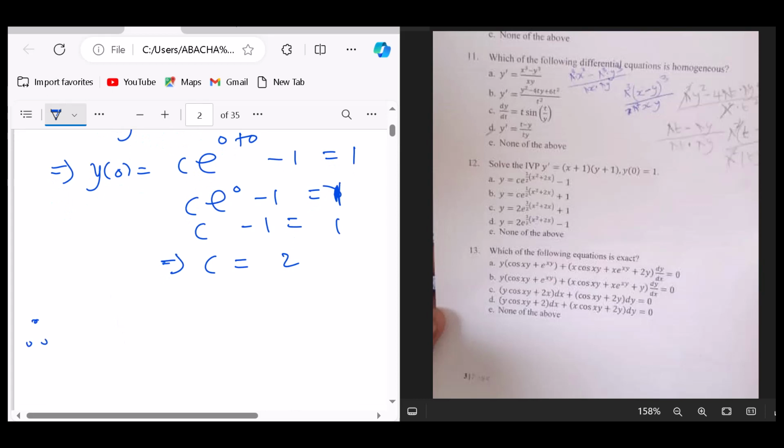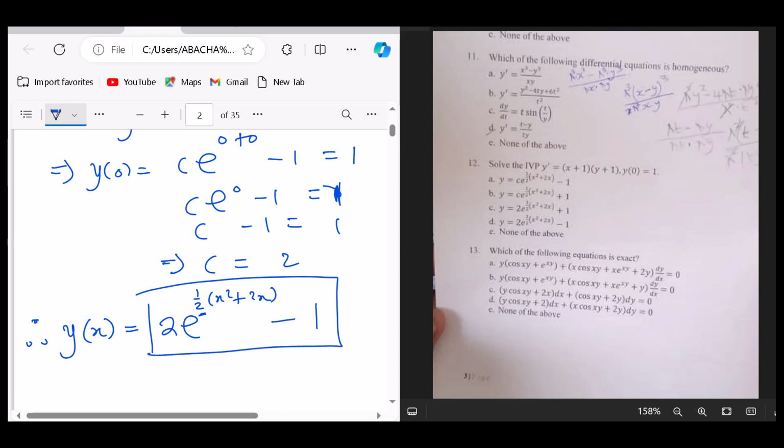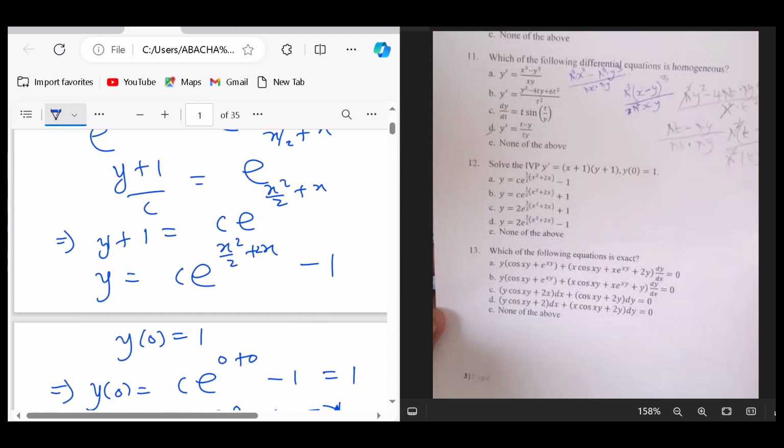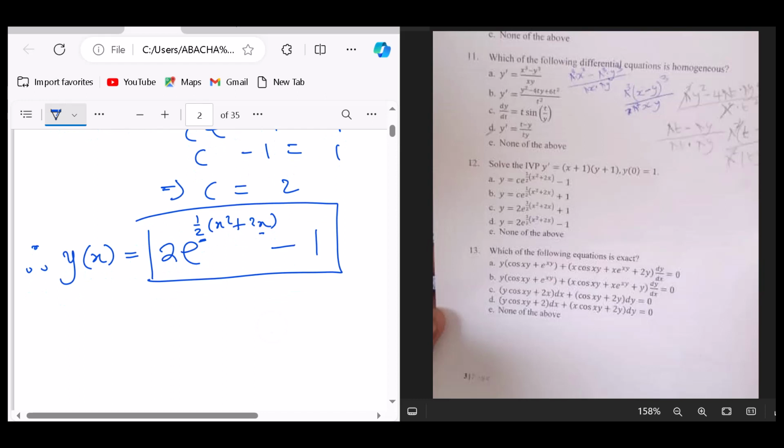So therefore we have our y of x equals 2e power half x squared plus 2x minus 1 as our solution. By factorizing half out, we multiply the x that was there in the solution by this place, so we multiply here by 2. So when we factorize this half out, so that when we multiply it back, we get back our x here. So that is the solution for question 12.